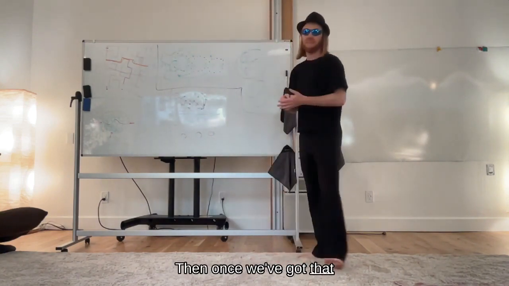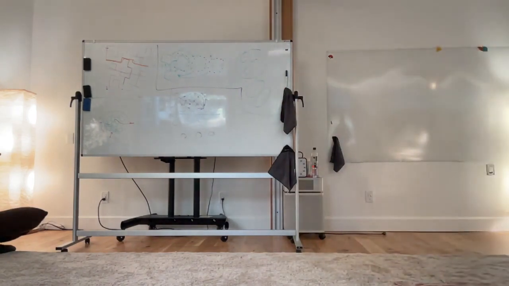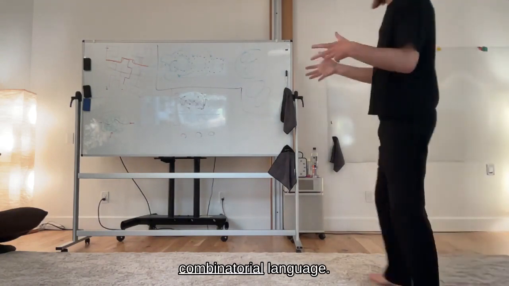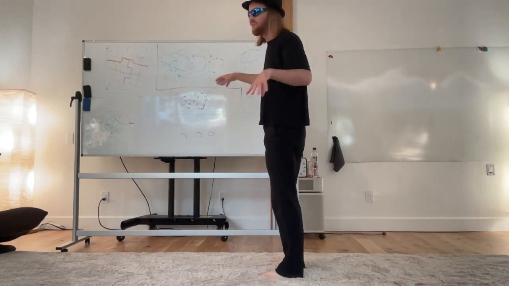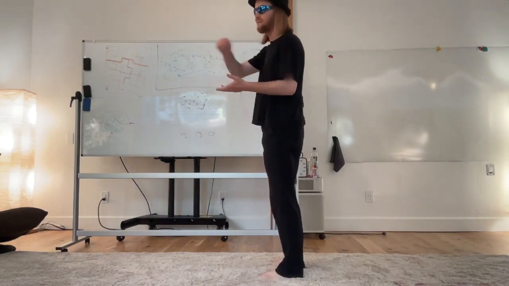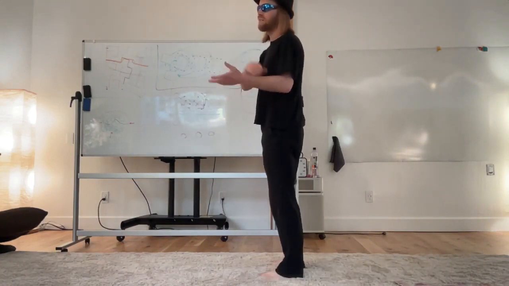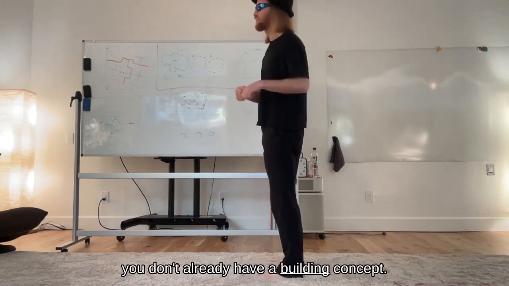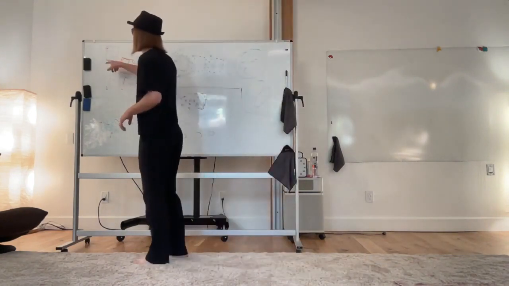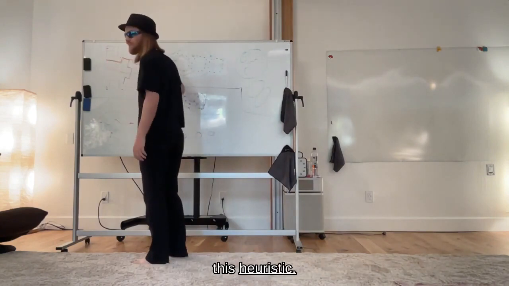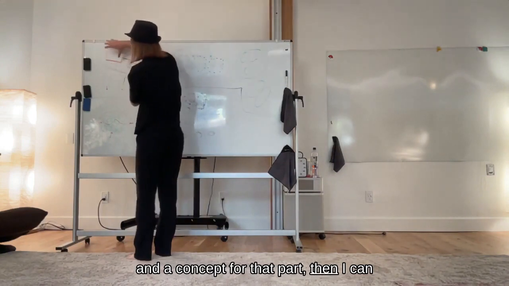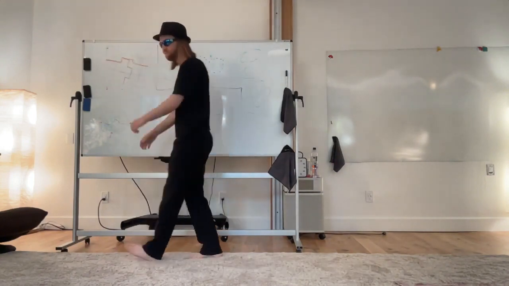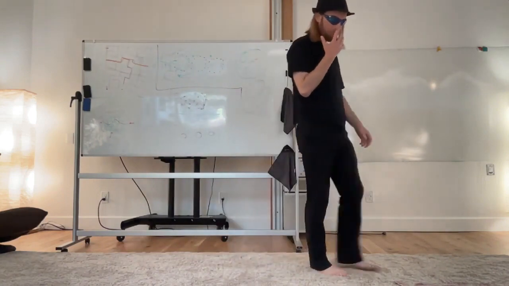Then once we've got that as a lowest level thing to build on, we get to combinatorial language, building more complex sentences and concepts out of multiple words. And that's how you can start to communicate things for which you don't already have a built-in concept. Like I could say something analogous to, hey, try using this heuristic, right? And if they have a concept for that part and a concept for that part, then I can build that up out of those parts. That all make sense? Yes.